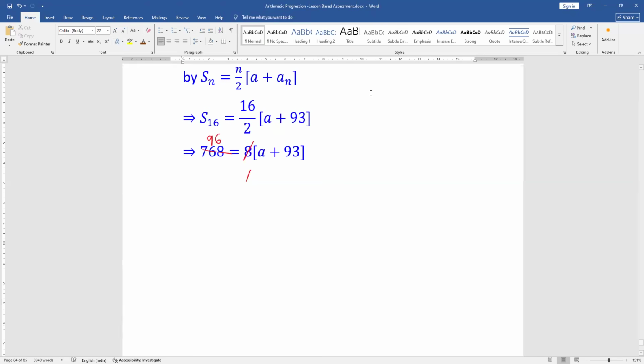96, you get. Then in my next step, I write it as 96 equals a plus 3. Or in my next step, I transpose this 93 to the other side and rearrange. So you get a equals 96 minus 93, which is equal to 3. So you got the value of a as 3.